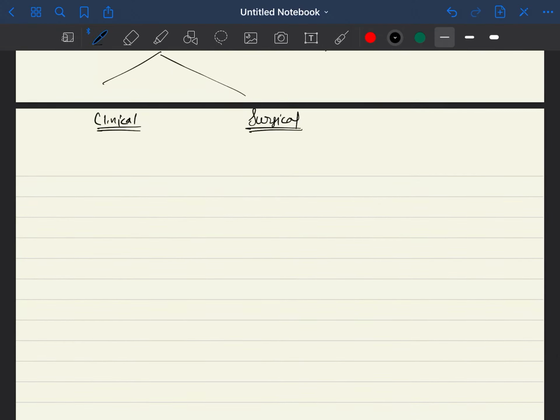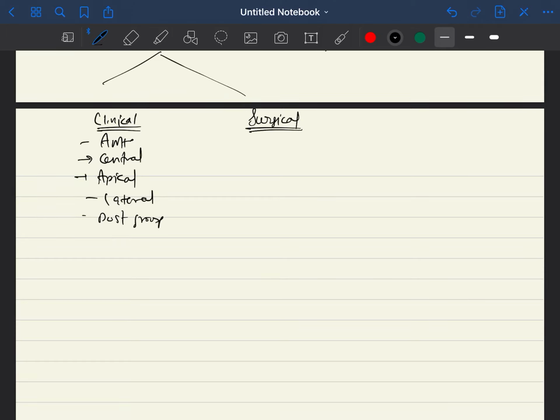You will read about the clinical ones in medicine, but I'll just tell you what the types are: anterior, central, apical, lateral, and posterior group lymph nodes. Sorry for the writing.